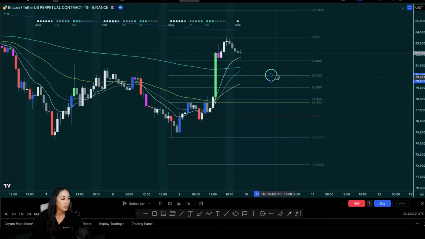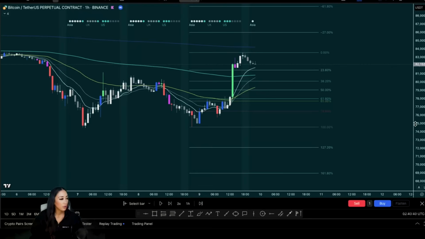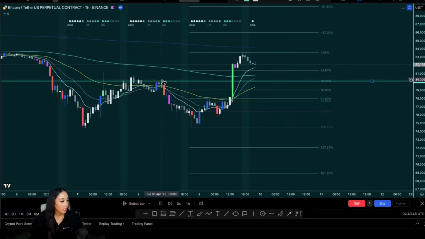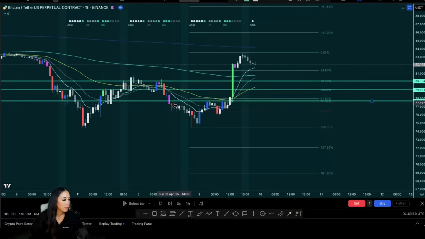From here, you wouldn't just pick a level and hope. You want to look left and ask which one of these fib levels lines up with previous market structure, a support or resistance, an EMA, or any other key level. So for example, I'm going to draw a horizontal line on each of these fib levels so we can go back and find the one that has the most confluence.